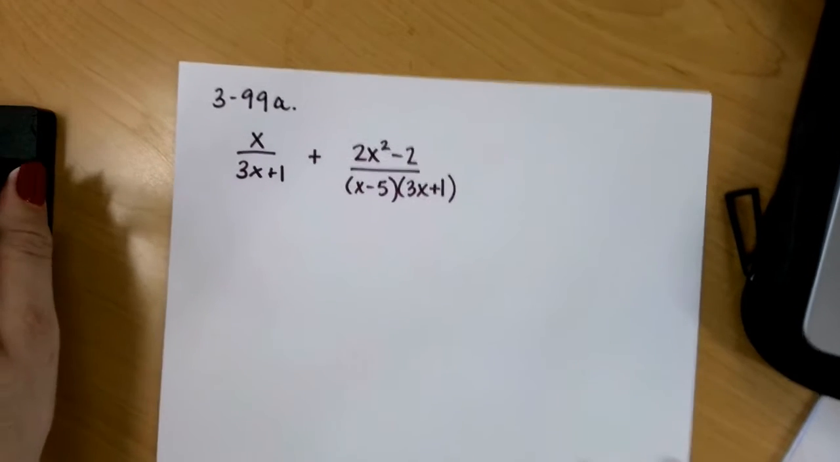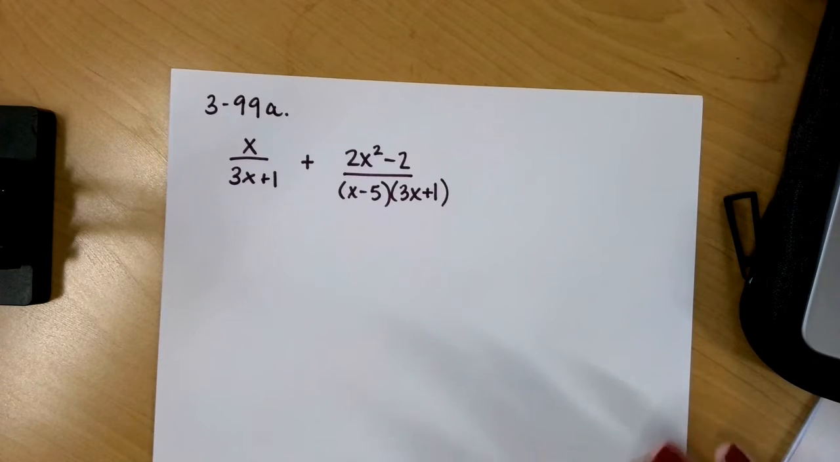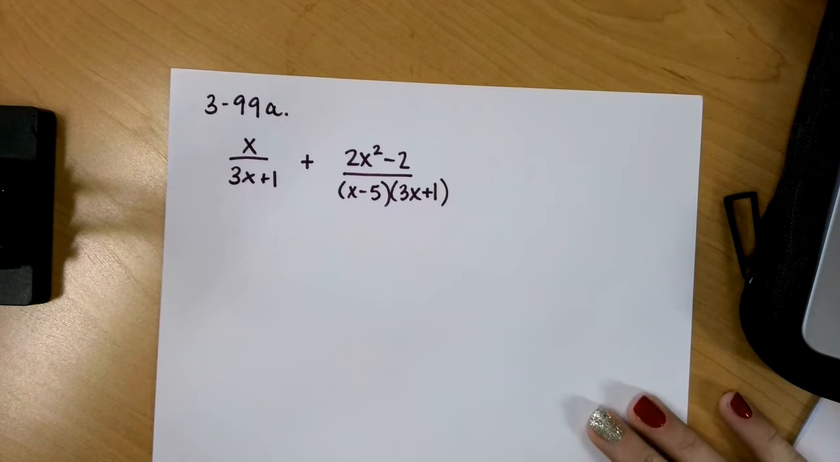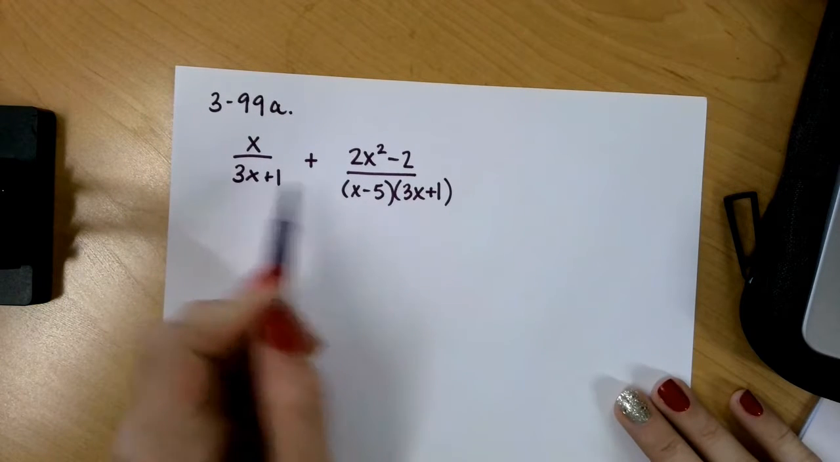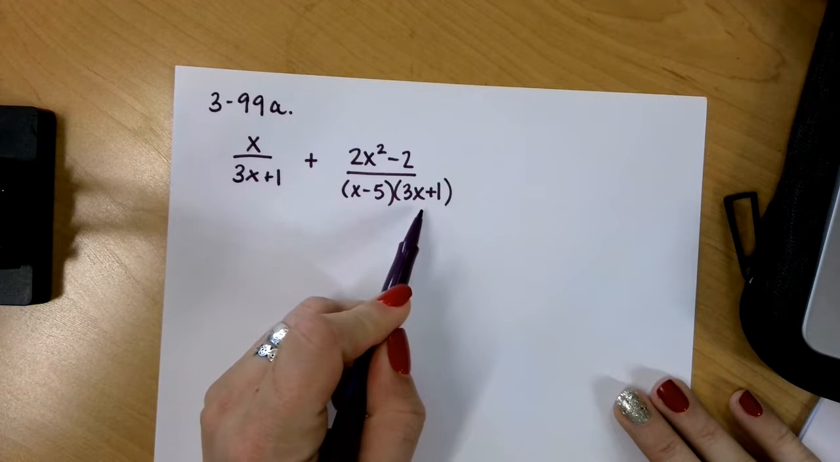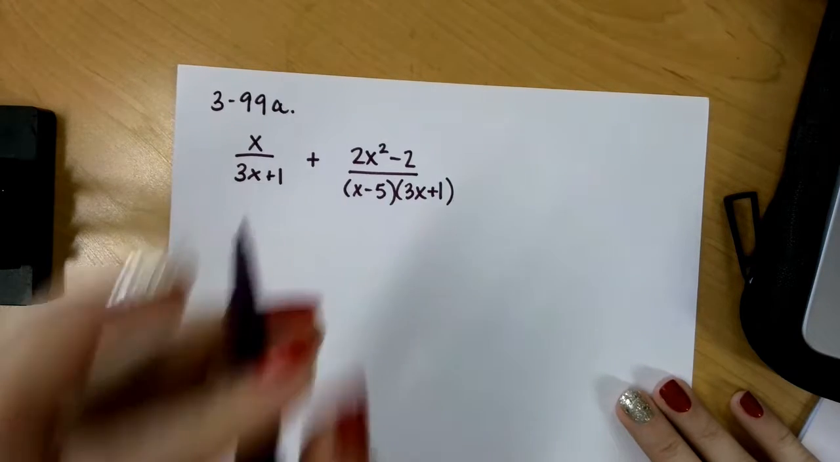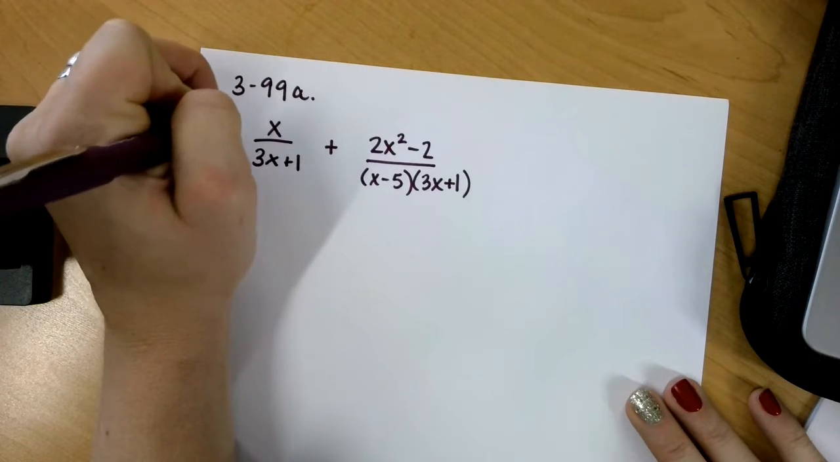For 3-99A, we are trying to add our two rational expressions. And to do that, I need a common denominator. So I noticed that they already both have the 3x plus 1. The only one that's missing something is the x minus 5 over here. So I need to multiply this equation by x minus 5.